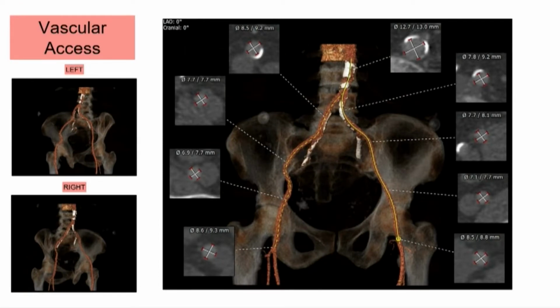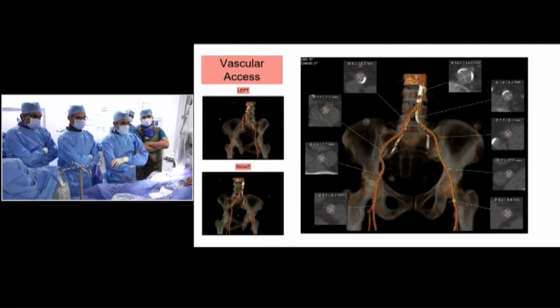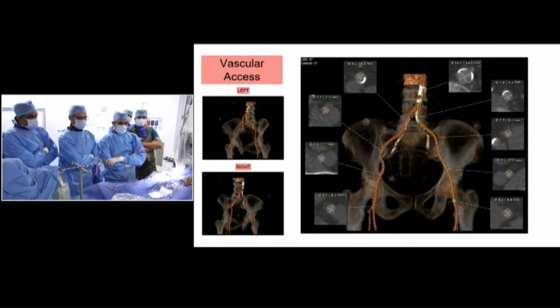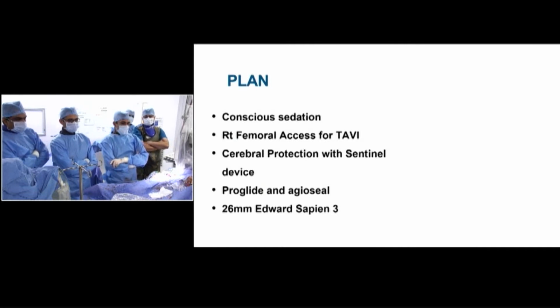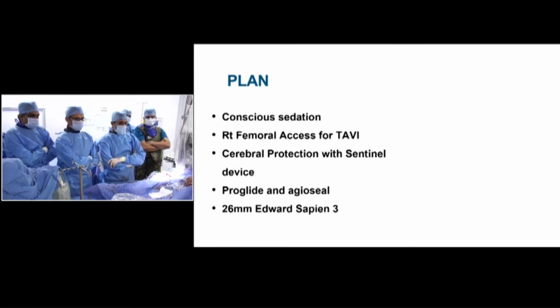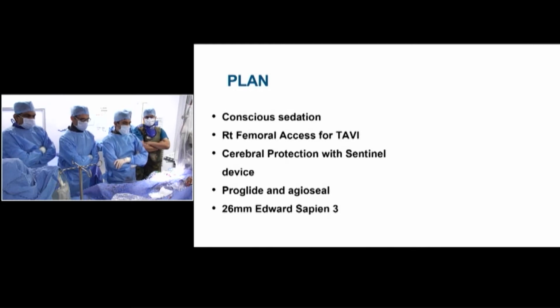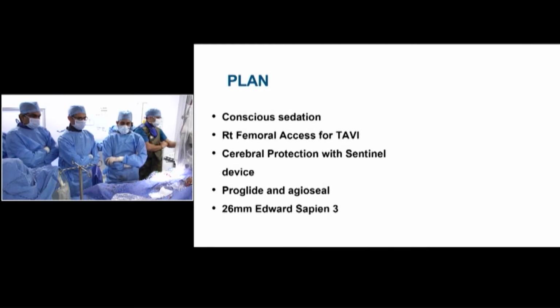Femoral vessels, all vessel size, the vascular size is more than 5 millimeters. Next slide. Our plan is a conscious sedation TAVI, right femoral access for TAVI, cerebral protection with Sentinel device. We'll use one ProGlide and one Angio-Seal post-procedure. The valve which we have selected for this case is a 26 millimeter Edwards Sapien 3.